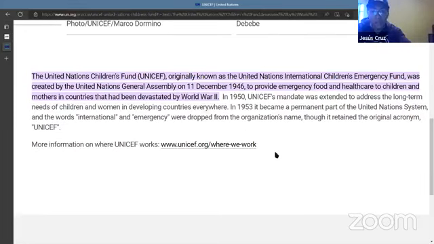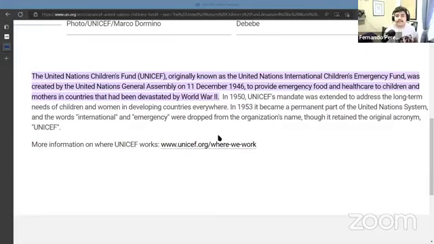In 1950, UNICEF's mandate was extended to address the long-term needs of children and women in developing countries everywhere. In 1953, it became a permanent part of the United Nations system, and the words international and emergency were dropped from the organization's name, though it retained the original acronym UNICEF.